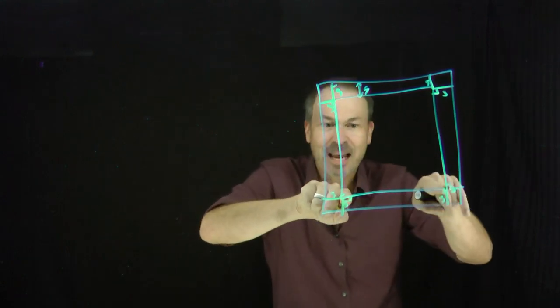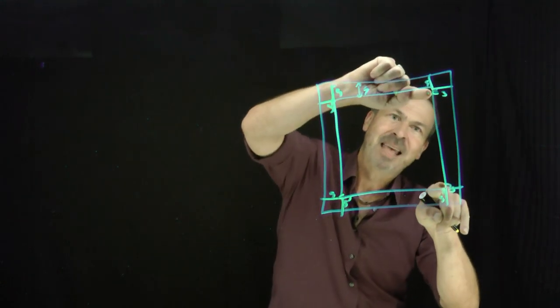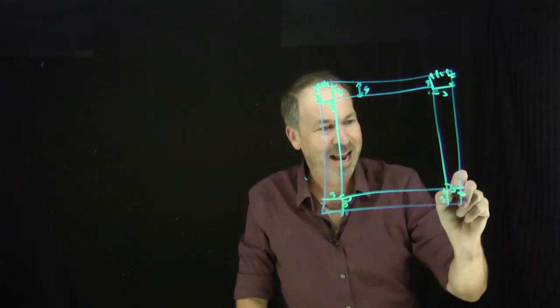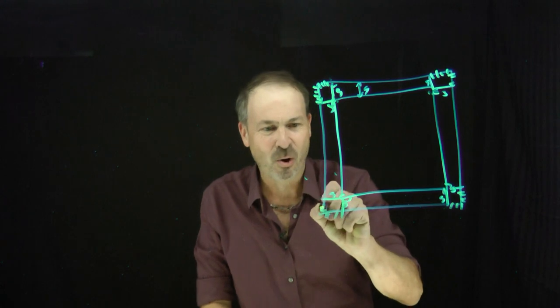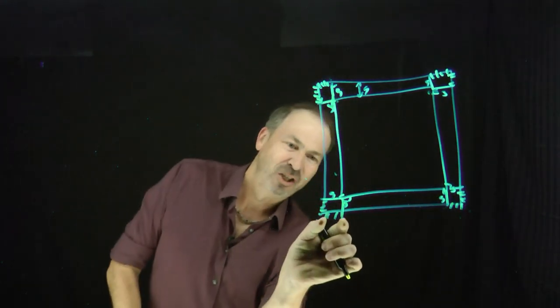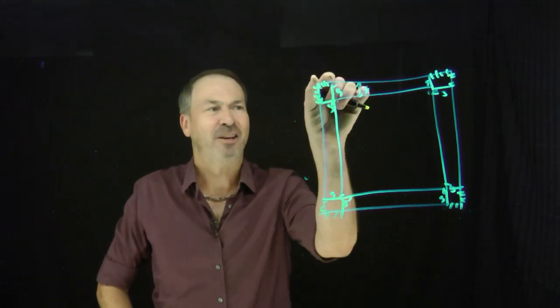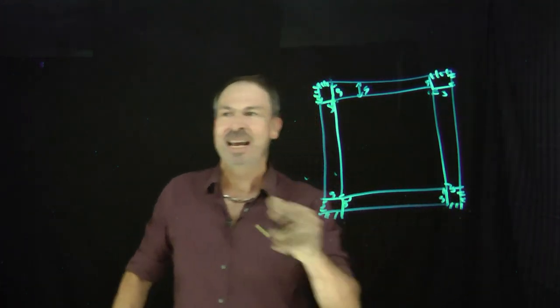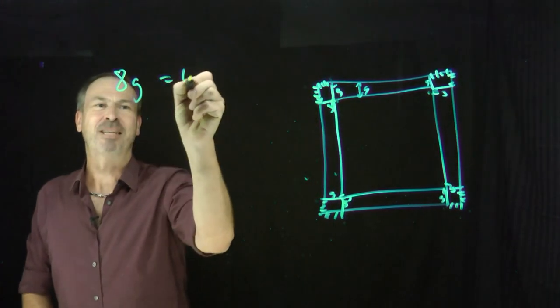Because if I do that, I can see this length matches that length. This length matches that length. This matches that. This matches that. All the new rope is here and here and here and here. All 10 feet of new rope is at these corners here. A length G of it there, length G of it there, and so on. I can see that 8 G's add up to 10 feet.